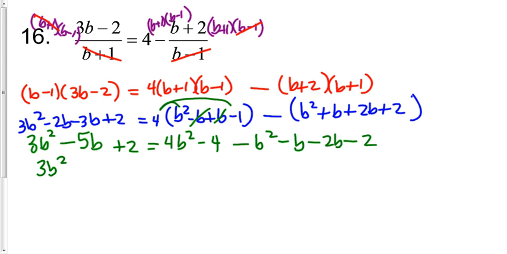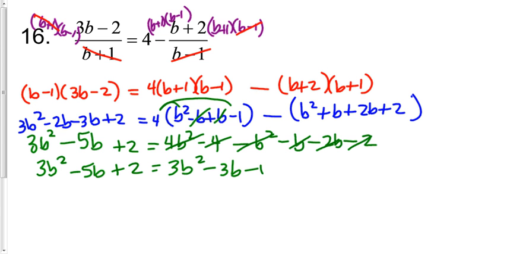3b squared minus 5b plus 2 equals 4b squared minus 1b squared gives me 3b squared. Negative b and negative 2b gives me minus 3b. And negative 4 and negative 2 gives me minus 6. Okay, now I'm ready to solve.